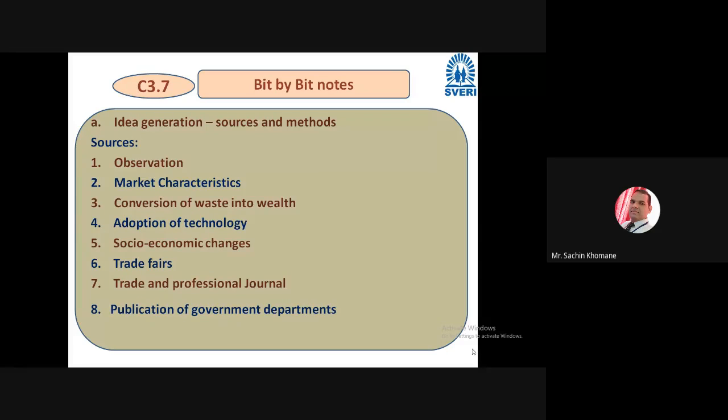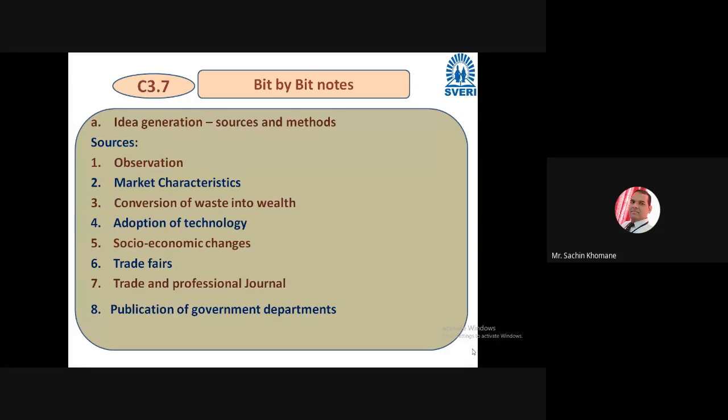So friends, another source I want to tell is conversion of waste into wealth. Conversion of waste into wealth. So what do we say, you may have heard "टाकावातून टिकाऊ". So this is the meaning of waste into wealth. Making durable products, making a product out of waste.